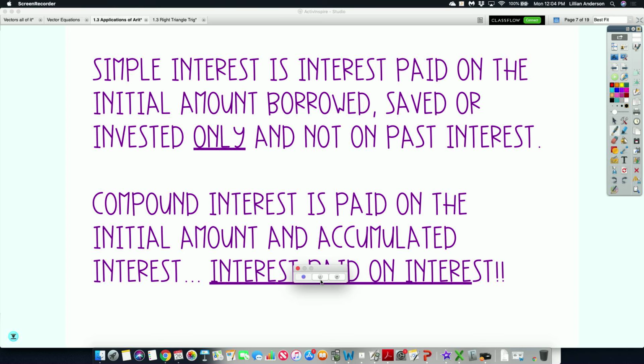So compound interest is interest paid on top of interest. That's what many loan companies do. All the credit card companies do that. Anybody else who you borrow money from.